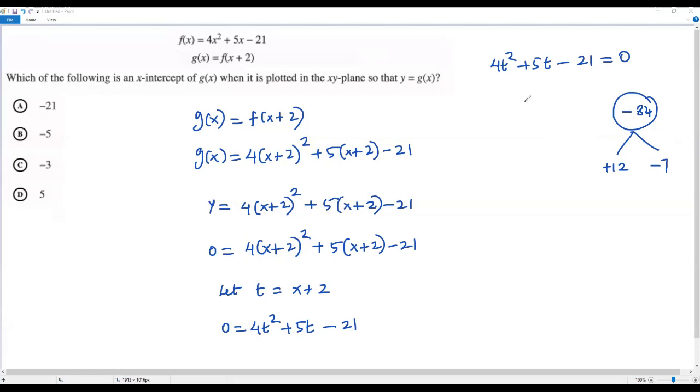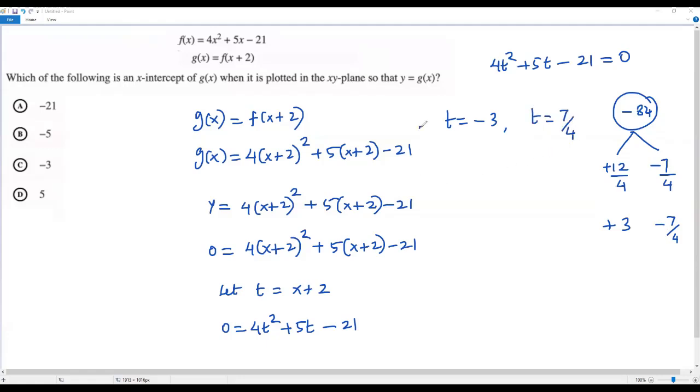To get the two values of t, I have to divide both factors by the coefficient of t², which is 4. Dividing positive 12 by 4, I'm getting positive 3. Negative 7 is not divisible by 4, so it remains negative 7/4. Now to get the two values of t, I just have to change the sign of each of these two factors. Changing the positive sign, I get the first value of t, negative 3. Changing the negative sign, I get the second value of t, positive 7/4.